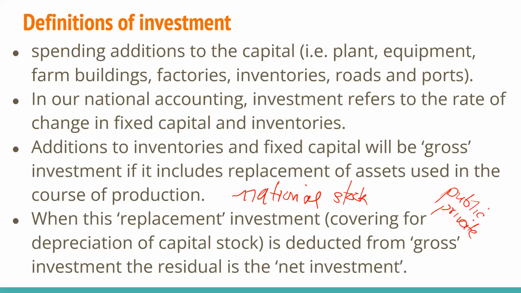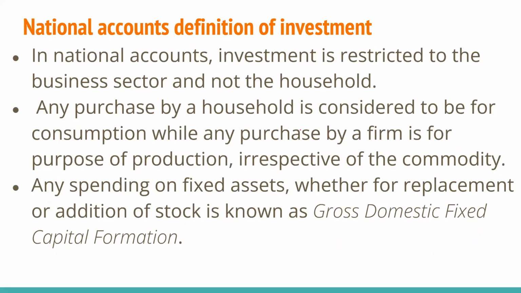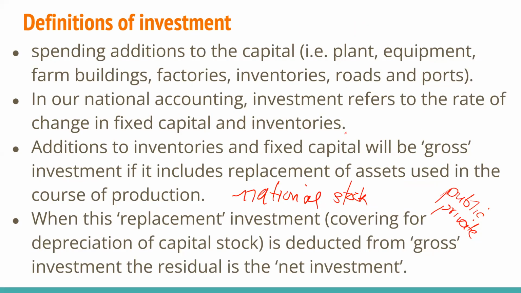Inventories is just stock. You can think about it if you have some bags of maize in your granary, or some bags of sugar. That is basically what is referred to as inventories. Additions to inventories and fixed capital are said to be gross investments, as opposed to net investment, if they include asset replacements used in the course of production.